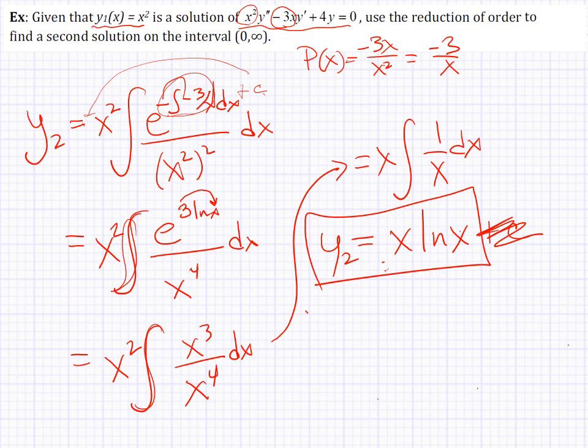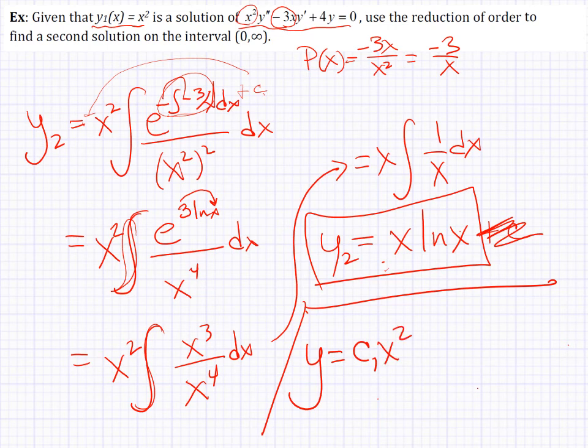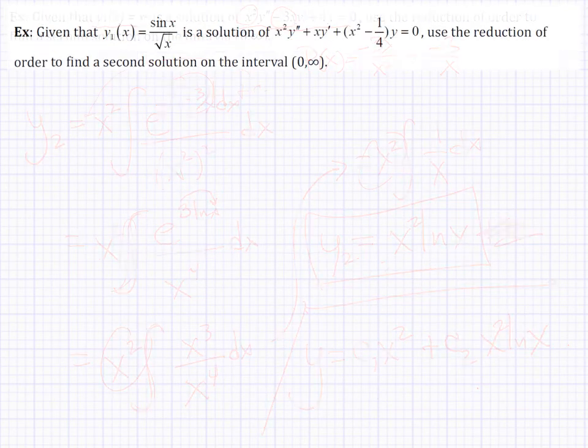Now, the question didn't ask us to do this, but let's just do it anyway. The general solution should be y equals c1 x squared, first solution, plus c2 x ln x, which is the second solution. All right, so, sorry, x squared. I don't know why I lost that square when I went from here to here. This is an x squared, so x squared ln x. That looks better.